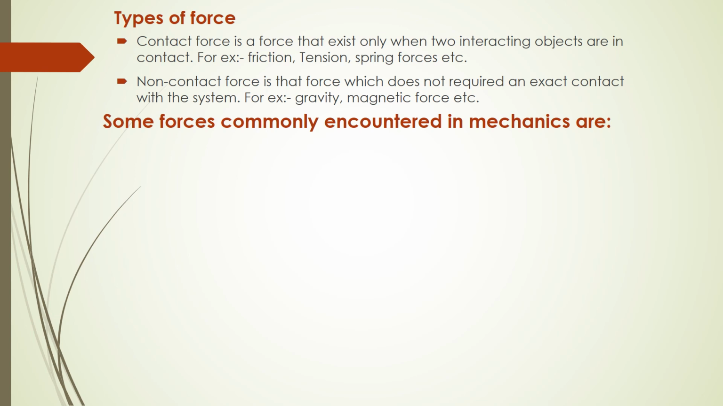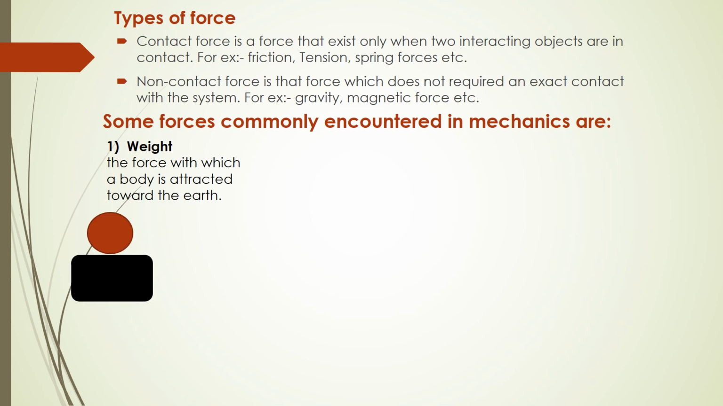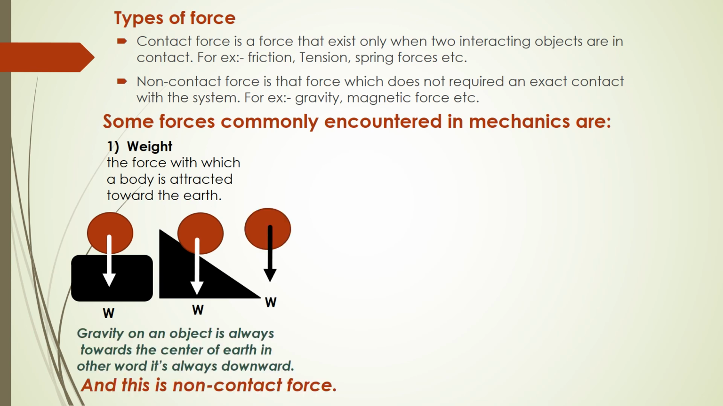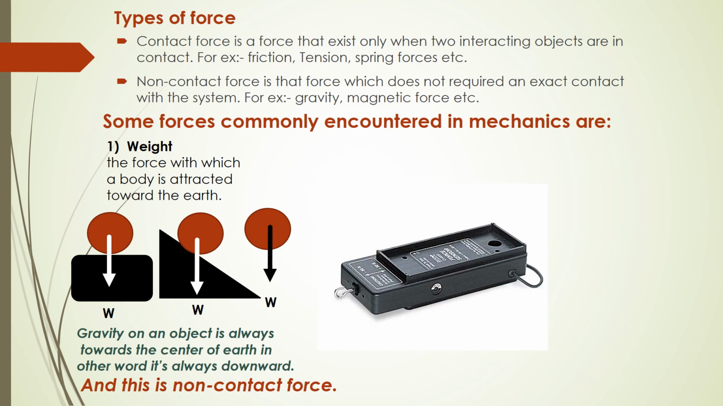Okay, so commonly encountered forces in mechanics are weight. The force with which a body is attracted towards the earth. So there is how we would represent weight. Gravity on an object is always towards the center of the earth. In other words, it's always pointed downward, and this is a non-contact force, which will become more important later. In our labs, we are going to use this little thing we call a force probe to measure these forces.